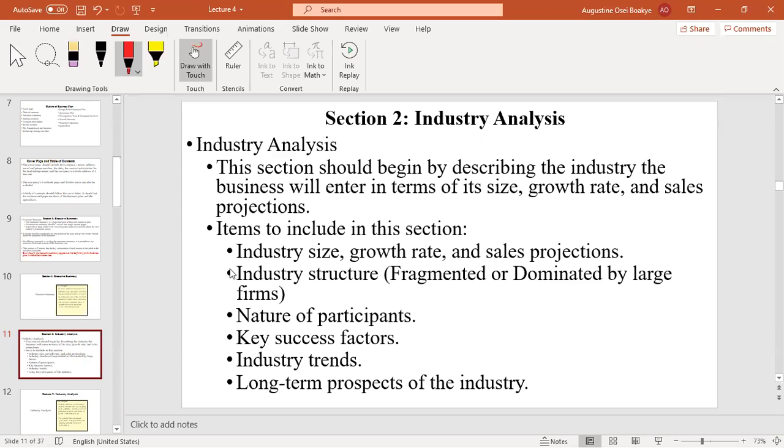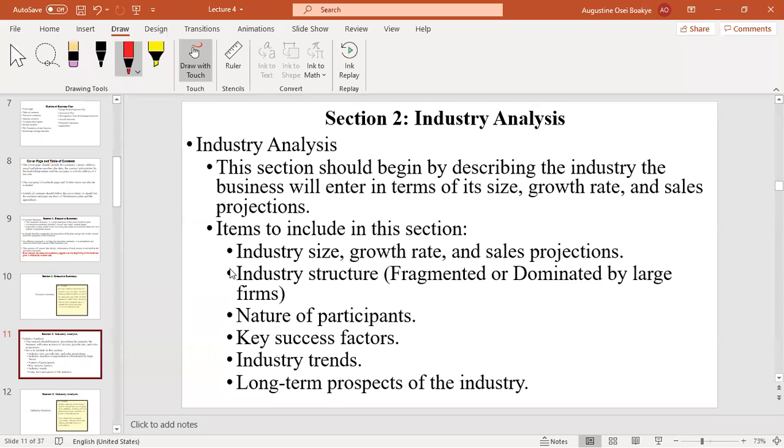In the same vein, if it is highly patronized by youth, the youthful age, then it means that in terms of your advertisements and your attempt to appeal to their taste and preferences, you should also bring it down to their level. So that is what you mean by the nature of participants, basically their demographics.